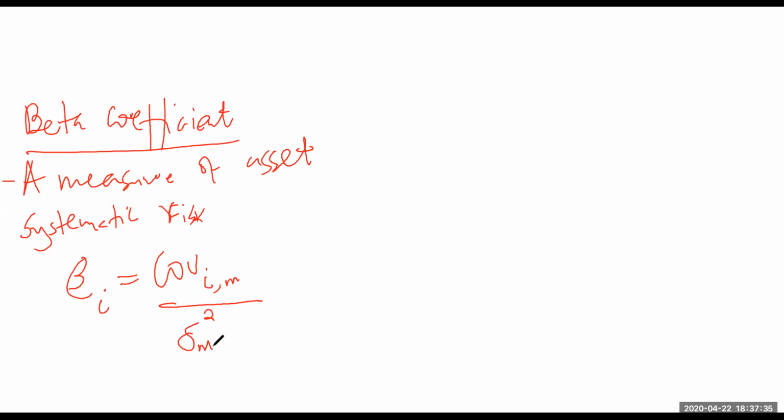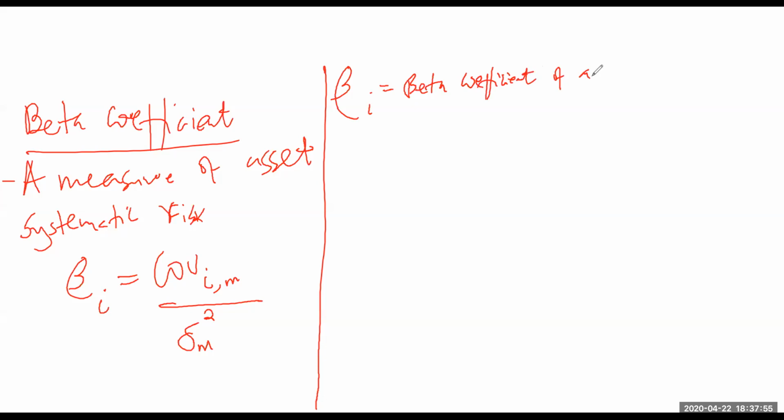So here, just to these tables I've used here. This is not very good. Let me do it again. So this is the beta coefficient. This is the beta coefficient of asset I towards the market.